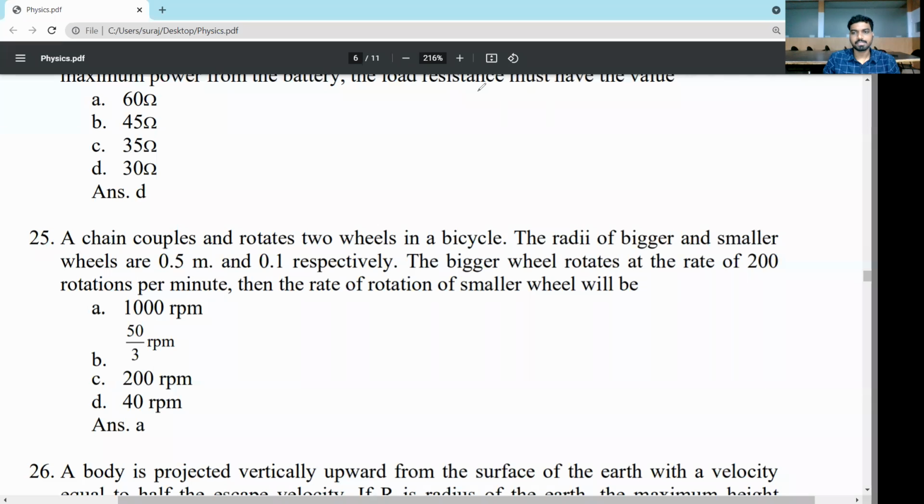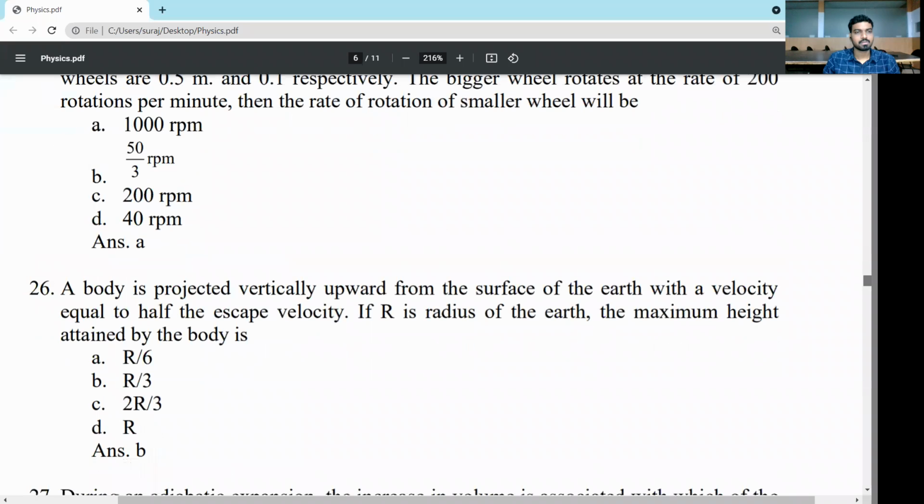Coming to question number 26. A body is projected vertically upwards from the surface of Earth with velocity equal to half the escape velocity. If R is the radius of Earth, find the maximum height attained by the body. The velocity is given as escape velocity by 2. At the maximum height, the final velocity is 0. Let us say this height is h.